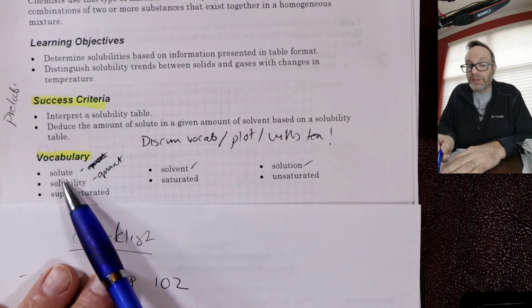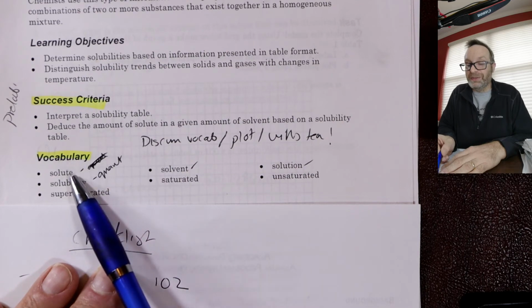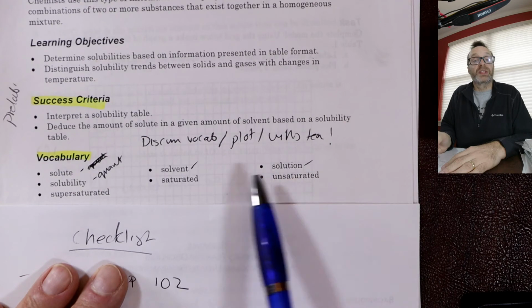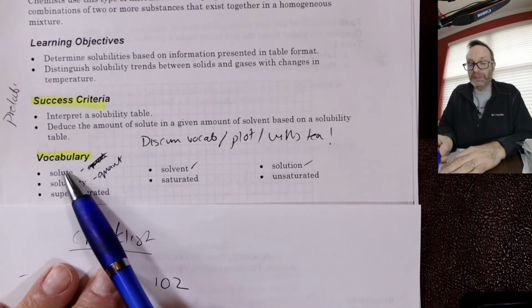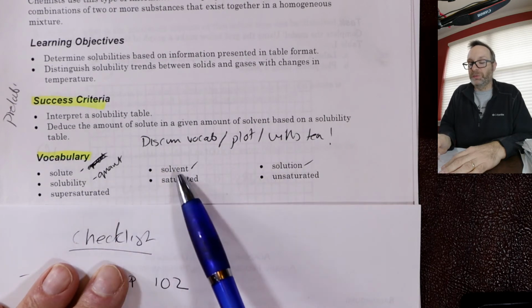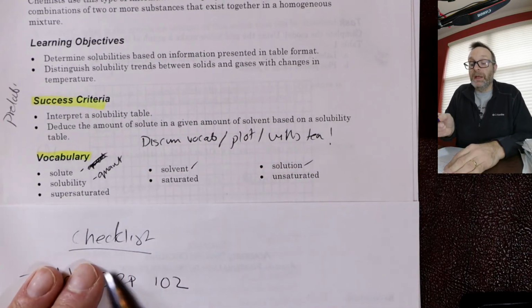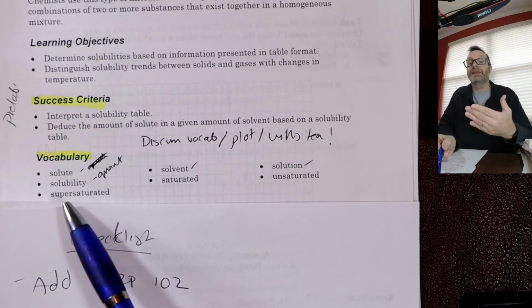Okay, so let's remind ourselves. What's a solute? Well, a solute dissolves in a solvent to make a solution. So we know that from before, right? So hopefully that's good. So, for example, sodium chloride dissolves in water to make seawater. Sugar dissolves in water to make Pepsi, essentially. Okay. Solubility, that's the measure of how much stuff is dissolved.